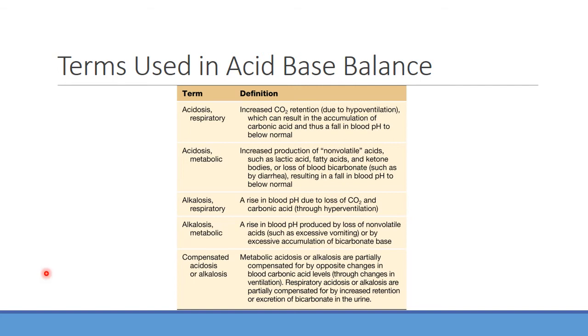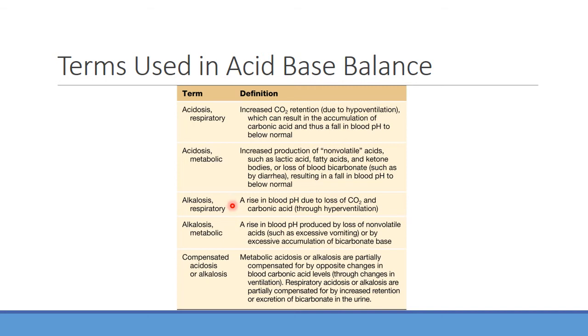So just to summarize some of the information here, respiratory acidosis will be defined by this increased CO2 retention, oftentimes due to hypoventilation. That's going to result in that accumulation of carbonic acid. It's a fall in blood pH to below normal. Metabolic acidosis is typically due to production of non-volatile acids, usually the things you cannot blow off, essentially lactic acid, ketone bodies, or a loss of blood bicarbonate, such as diarrhea being one of the main causes. Again, blood pH is going to fall below normal levels.